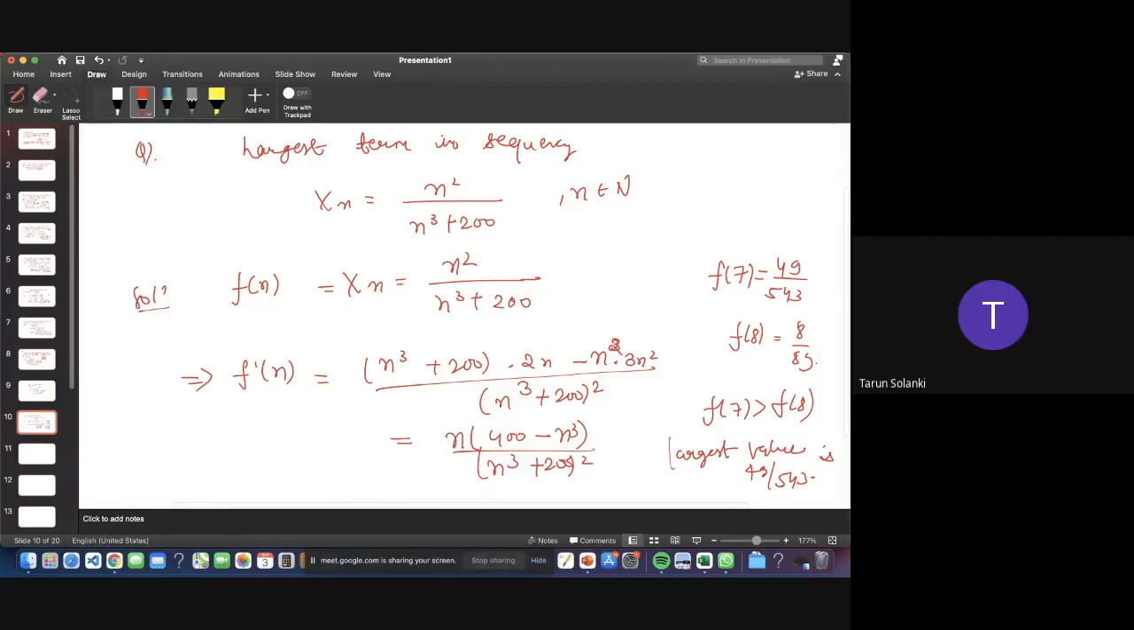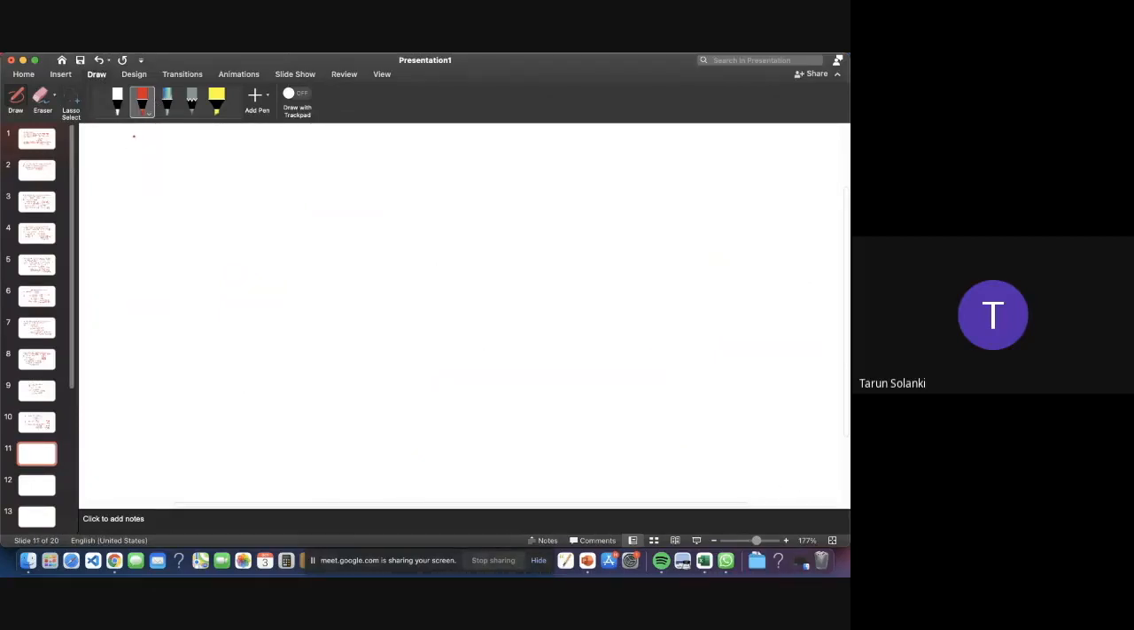Okay. So next problem. If f(x) is equal to mod x plus mod x minus 1 plus mod x minus 2. So then we have to see the function f(x) is equal to mod x plus mod x minus 1 plus mod x minus 2.